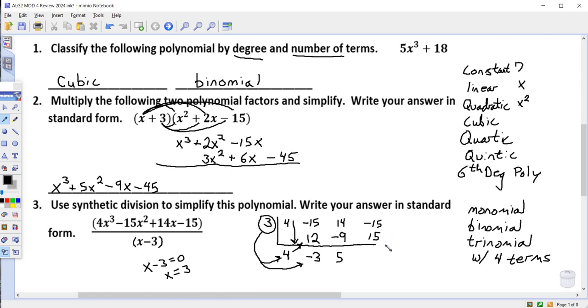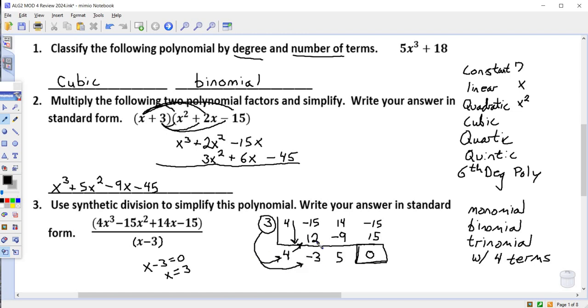And finally, we add down. We always end with adding down. We always start and end with adding down in synthetic division. Negative 15 plus 15 is 0. And I like to put a box around this last number here below the line. This is your remainder. When you're dividing this cubic right here by this x minus 3, we ended up with a remainder of 0.